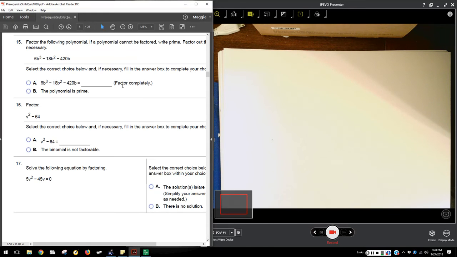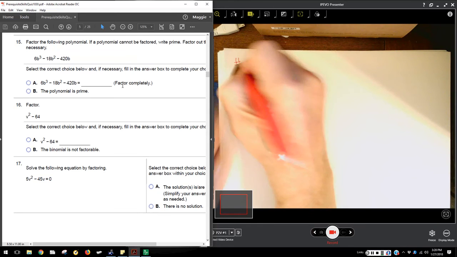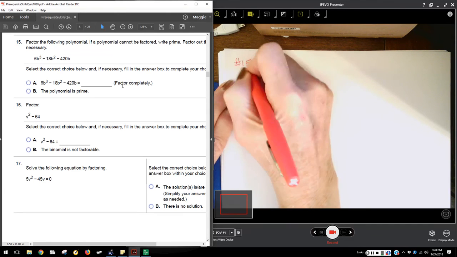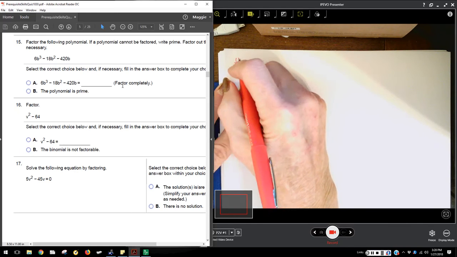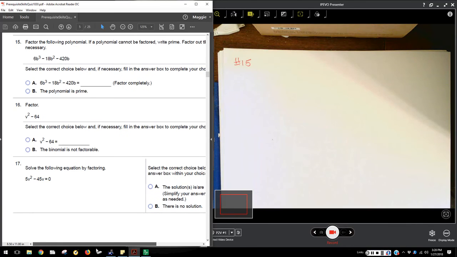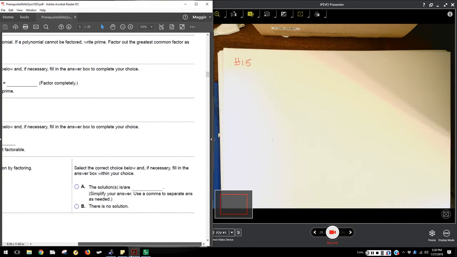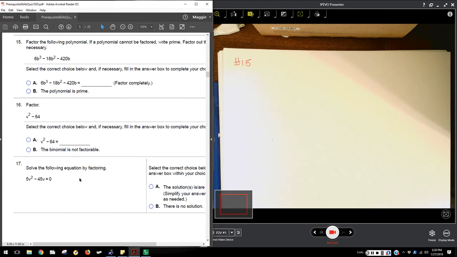Now we're on to factoring. Number 15 says to factor, and if it can't be factored, write prime. And the caution here is factor out the greatest common factor as necessary. If you don't do that, you're going to wind up with something that is not completely factored. So step one is also always to try to find the greatest common factor.